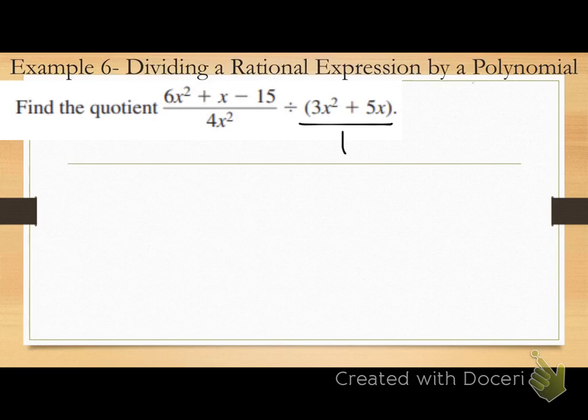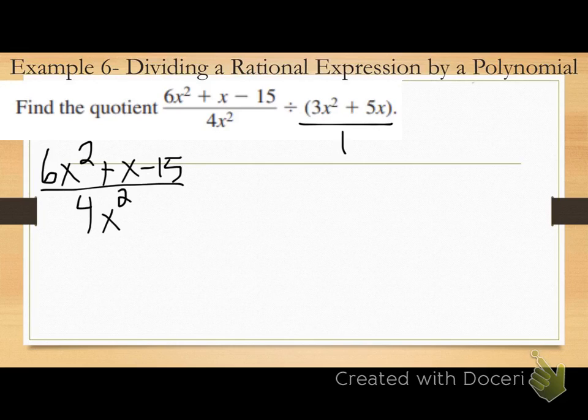What do I do with the first expression? Keep it the same: 6x squared plus x minus 15 over 4x squared. What do I do with my second fraction? Flip it. So now I get 1 over 3x squared plus 5x. And then what do I do with my division sign? Change it to multiplication.